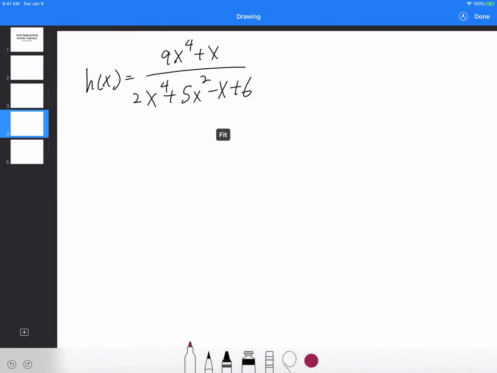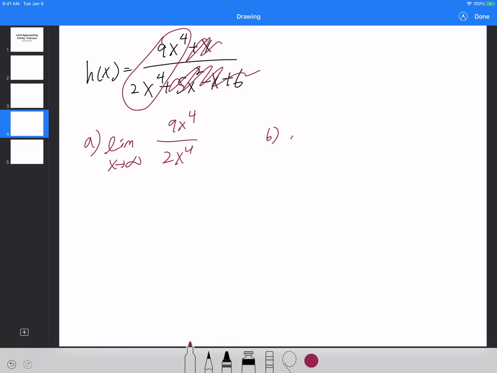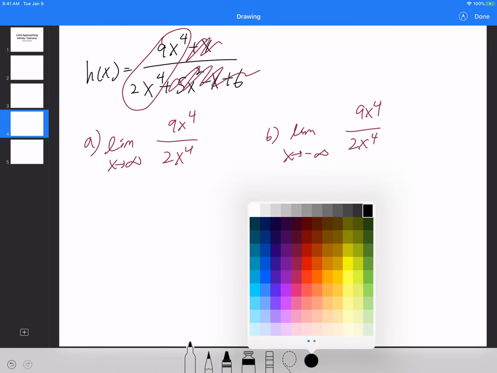Your third problem here. Again, what's your first step? That's the only thing I'm going to care about. The rest of it is garbage. Throw them out in the trash. Part A, limit as x approaches positive infinity, means 9x to the fourth power over 2x to the fourth power. And part B is limit as x approaches negative infinity, 9x to the fourth power over 2x to the fourth power. Do you guys notice anything that you can do here?